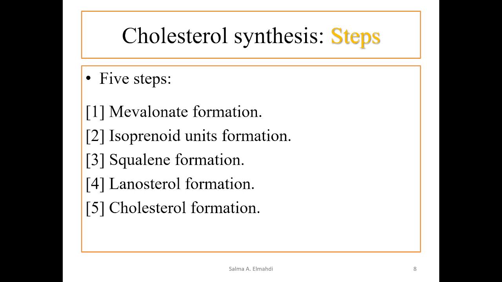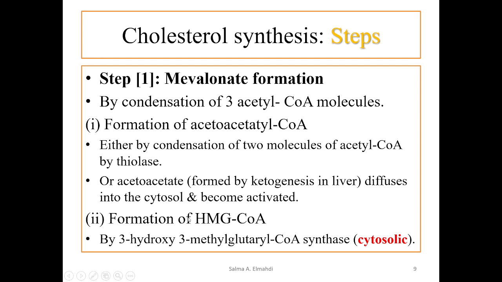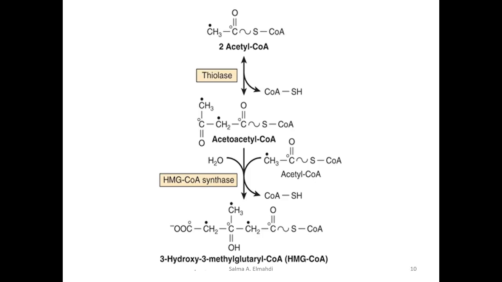Cholesterol synthesis proceeds through 5 steps: formation of mevalonate, isoprenoid units, squalene, lanosterol, and finally cholesterol. The first step, formation of mevalonate, occurs by condensation of 3 acetyl-CoA molecules, either by condensation of 2 acetyl-CoAs directly to form the acetoacetyl-CoA. This 4-carbon atom compound can be derived from ketone body synthesis, from ketogenesis.